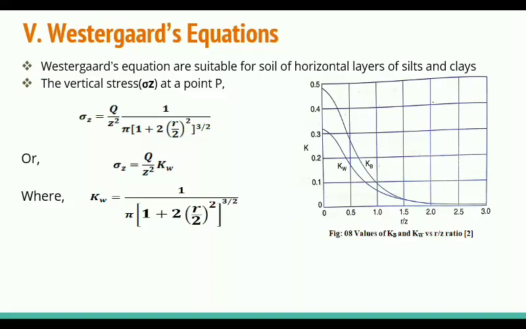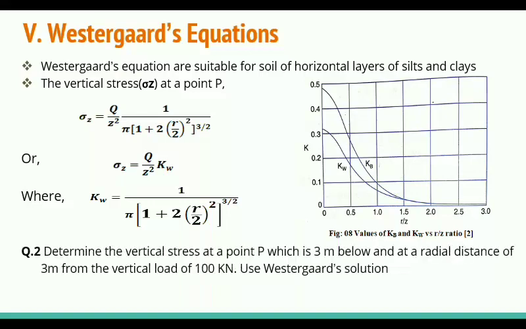So we have to be sure in what condition and in what stage you are calculating. If you are working in the R by Z ratio less than 1.5, the kb value will come more. If we are in the R by Z ratio greater than 1.5, the kw value will come more.